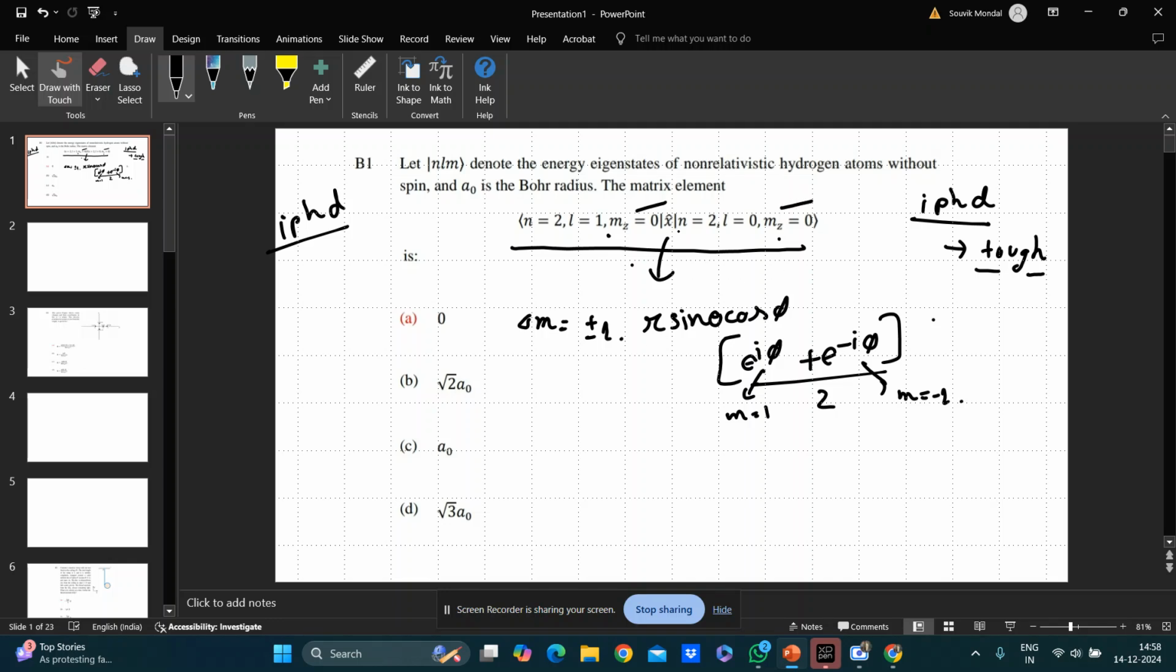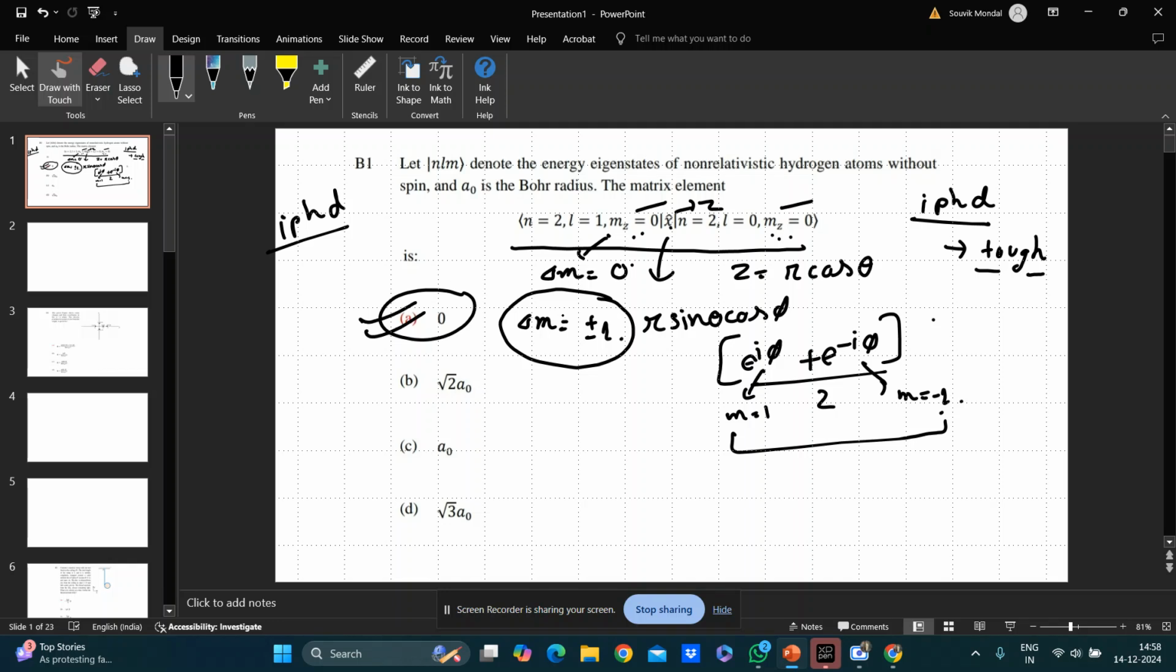So it will have a non-zero value if this x is z, because z is r cos theta, there is no phi term. Then it will have a finite value. But here both mz are 0 and the operator is x, and x has m equal to 1 and m equal to minus 1. So delta m should be plus or minus 1, then it will have a non-zero value, otherwise it will be 0. You can see here both mz are 0, so in this case delta m is equal to 0. Delta m is not changed, but you should have delta m equal to plus or minus 1 to get a non-zero value. So the answer should be 0. For the PhD students it will be very easy, but for IPhD it is not quite knowable.